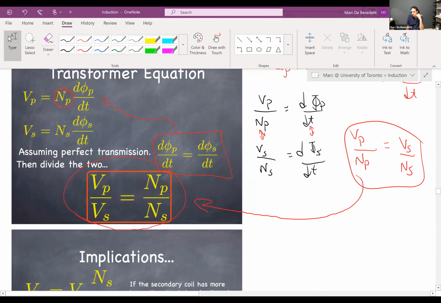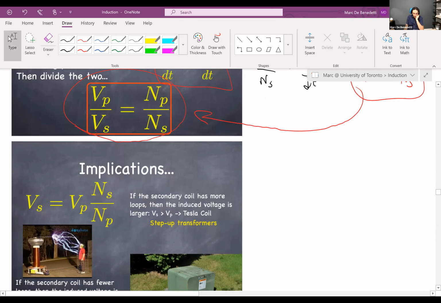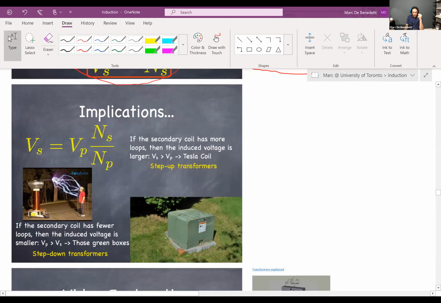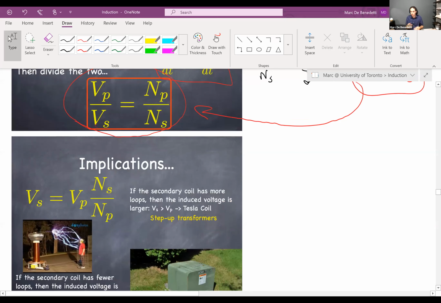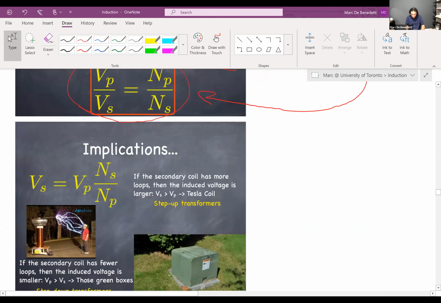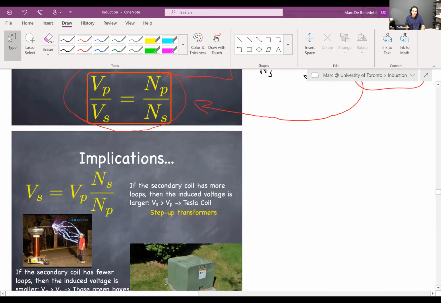Now, that's fine and dandy. We've derived an equation. Colloquially, this is called the transformer equation. Let's think of the implications of this. Okay, let's rearrange this equation for the voltage of the secondary. What math teachers say, and this irks me to no end, is cross multiply. There is no such thing as cross multiply. That's not a mathematical operation.